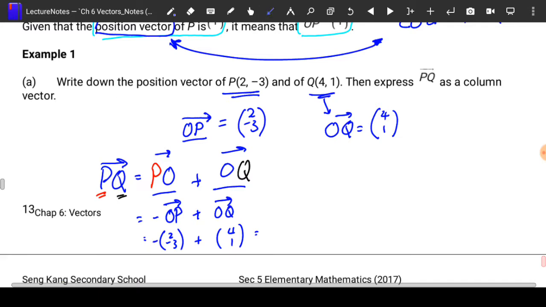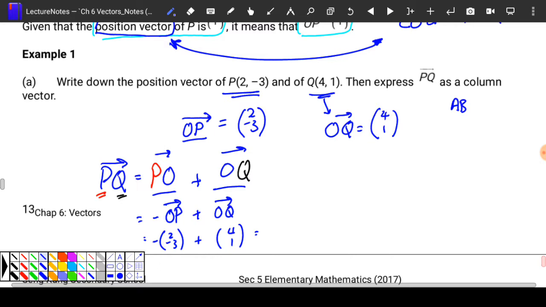Why negative OP? This negative is because of the negative vector, remember? If PO means negative OP, it's just like AB, is it equal to BA? No. But with a negative, then it's equal. So if I want to change direction, I just need to add a negative sign there. That's called negative vector. Flip back to the negative vector and revise again.